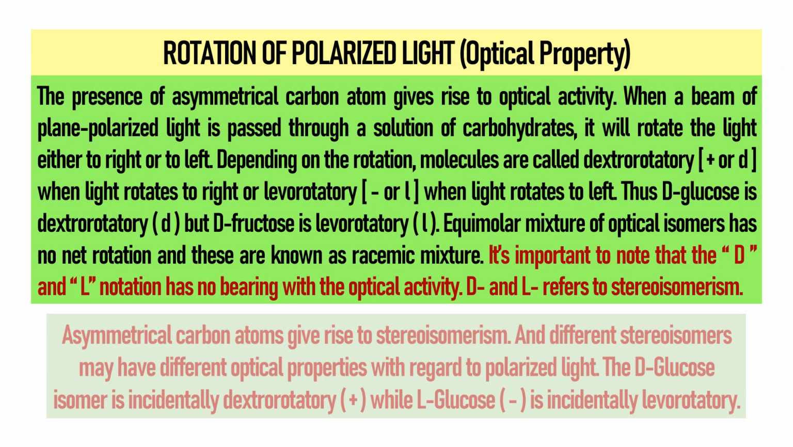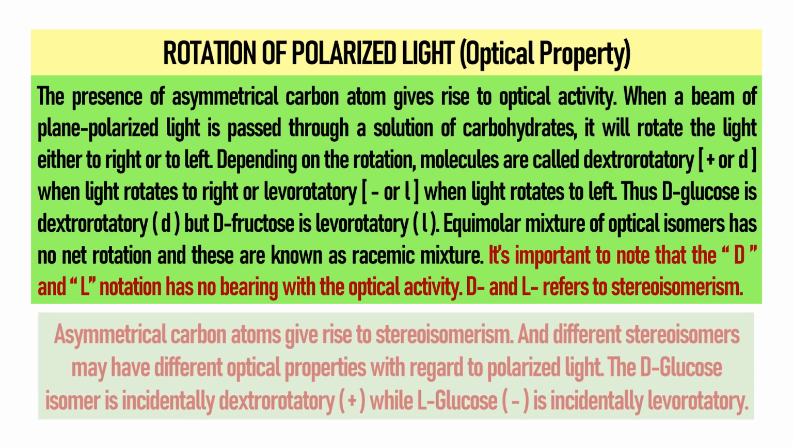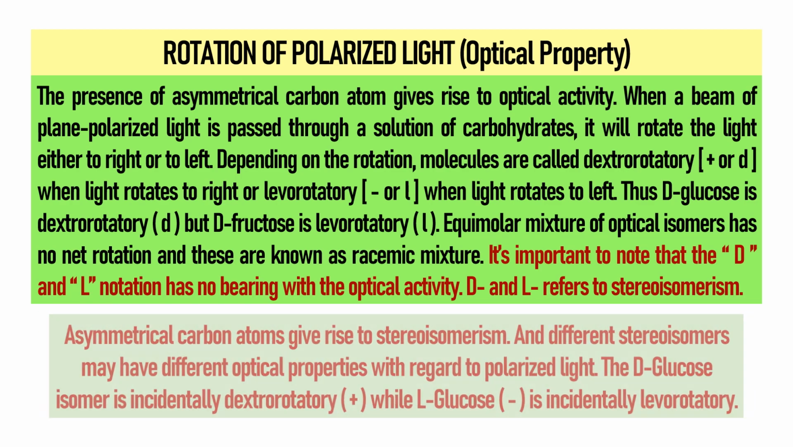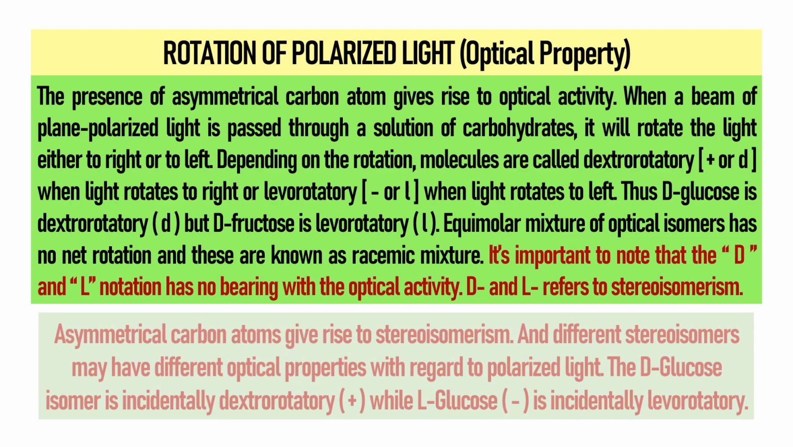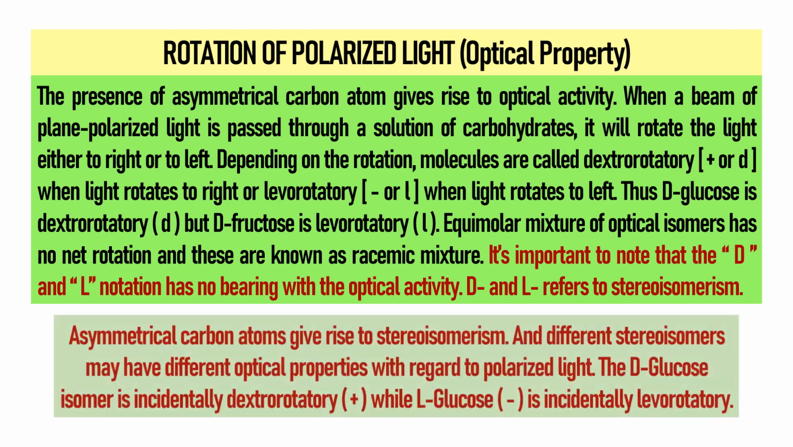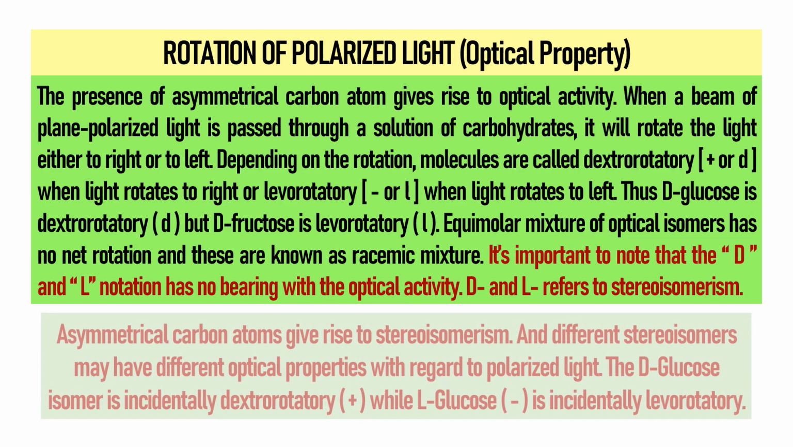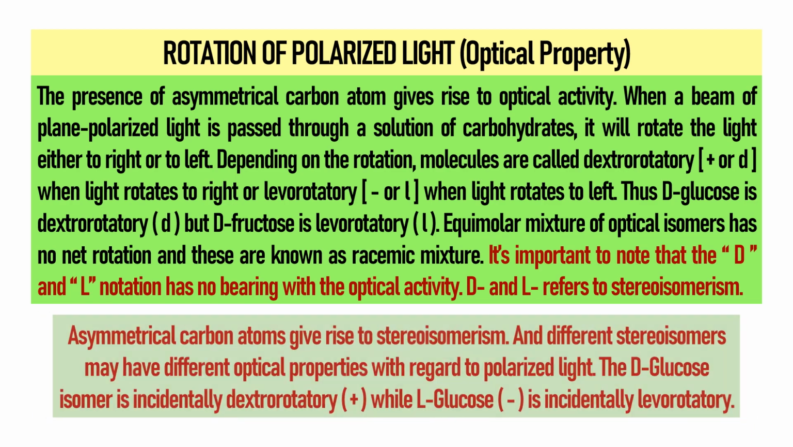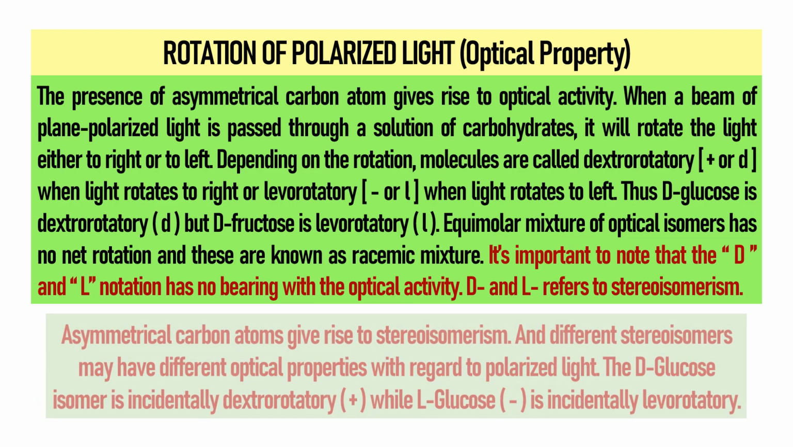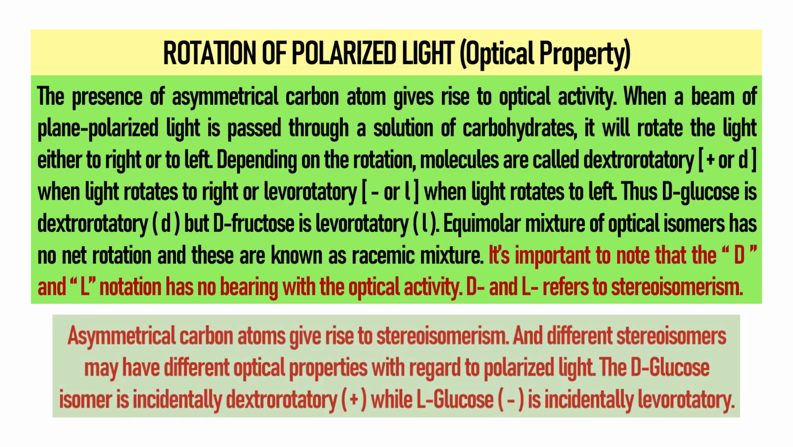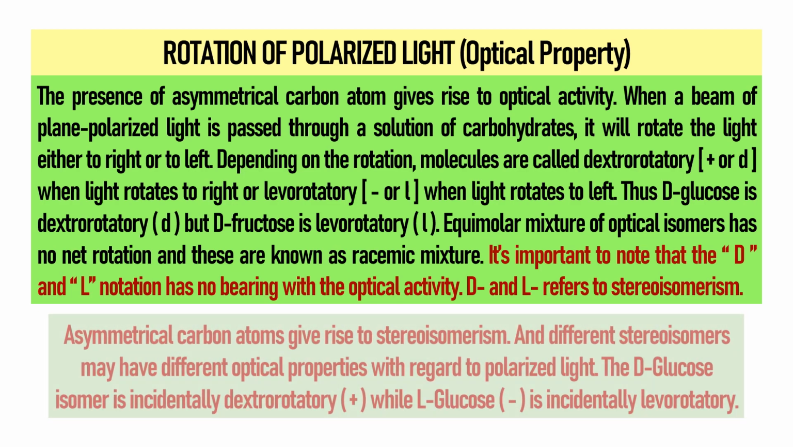The presence of an asymmetrical carbon atom gives rise to optical activity. When a beam of plane polarized light is passed through a solution of carbohydrates, it will rotate the light either to the right or to the left, depending on the rotation. Molecules are called dextrorotatory when light rotates to the right, or levorotatory when light rotates to the left. Thus D-glucose is dextrorotatory, but D-fructose is levorotatory. An equimolar mixture of optical isomers has no net rotation, and these are known as a racemic mixture.